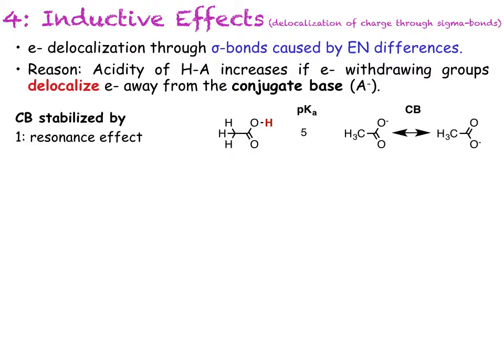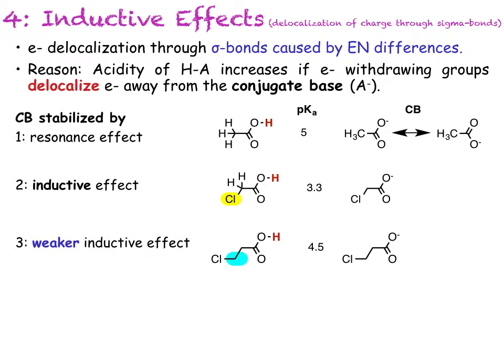It's drawn a little bit different here, but it's the same thing, pKa of 5. I'm drawing the conjugate base resonance forms, which we've drawn before. An example of the inductive effect is having a chlorine rather than a hydrogen on the carbon next door to the carboxylate, that is the CO2 minus. That chlorine stabilizes the CO2 minus, and so the pKa becomes 3.3 rather than 5. It is more acidic than the example up above because the chlorine is stabilizing the conjugate base. If the chlorine is a little bit further away, it's a weaker inductive effect.